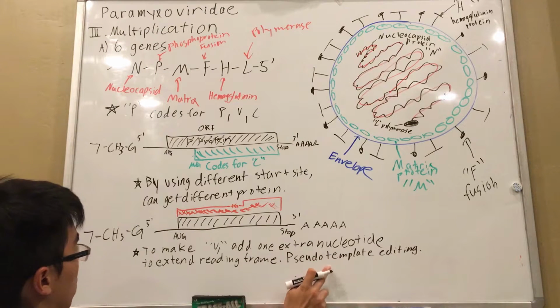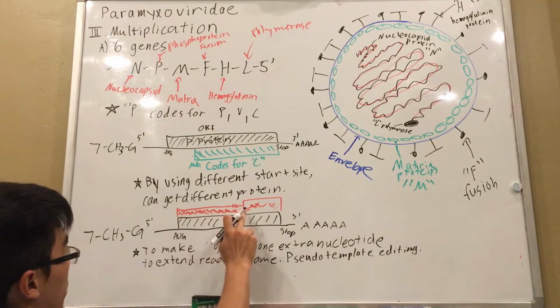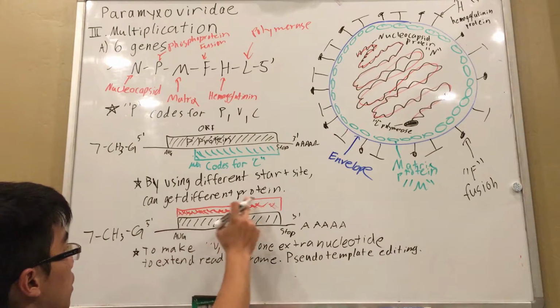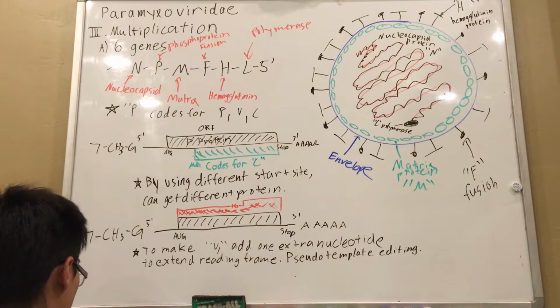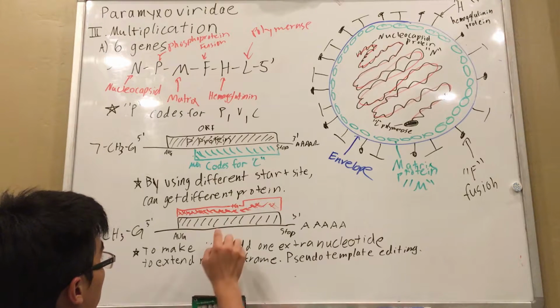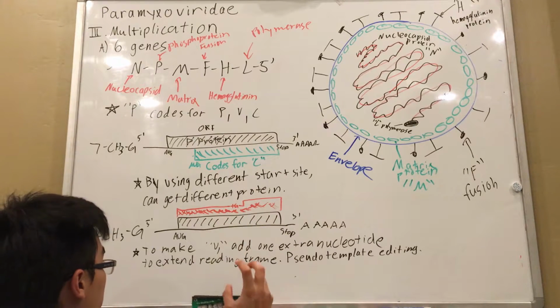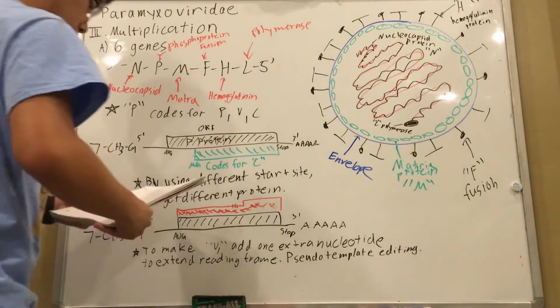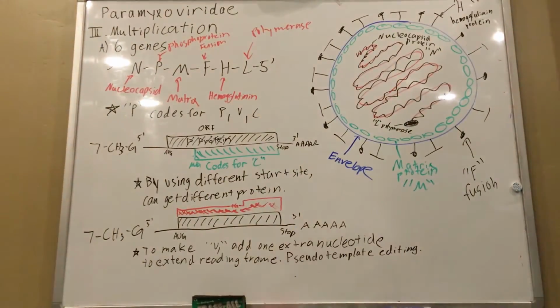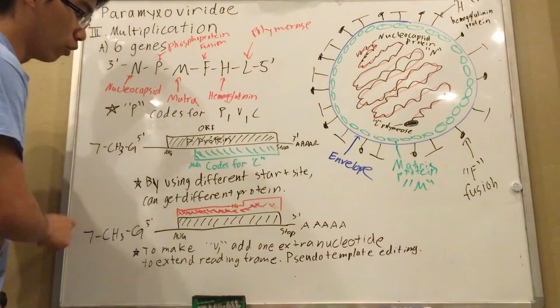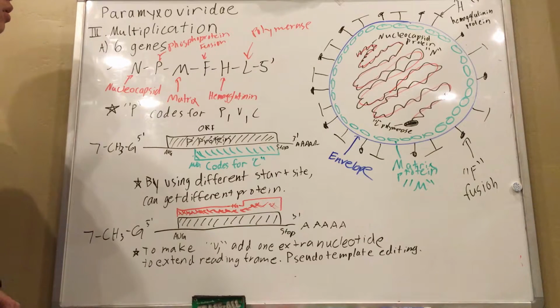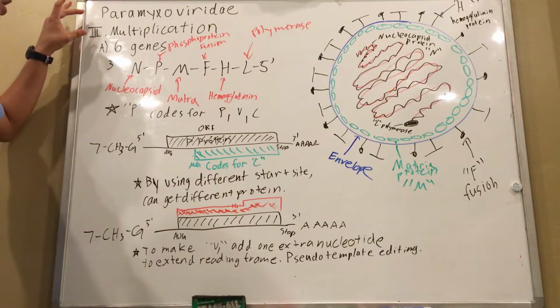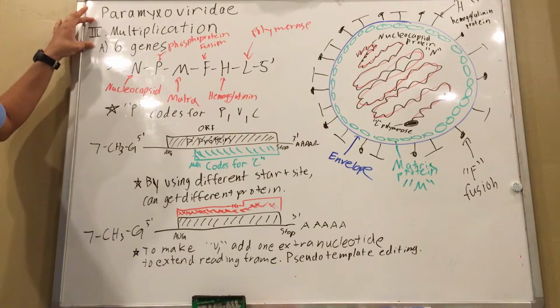And it's pseudo template because it's a fake template. This isn't actually something encoded by the original genome. This V is not really encoded by the original genome of Paramyxoviridae. But by adding in a G, you make a fake template, so to speak, and you get a new gene output. So that's that. Okay. So we went into this whole picture. Why? Because we gotta link it back to multiplication.